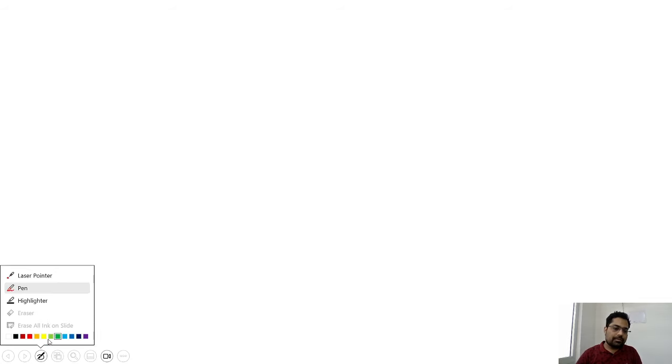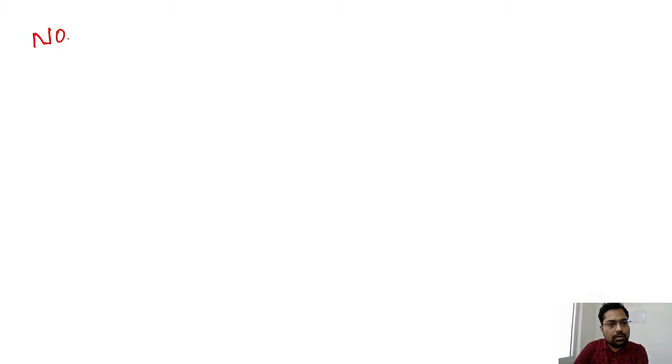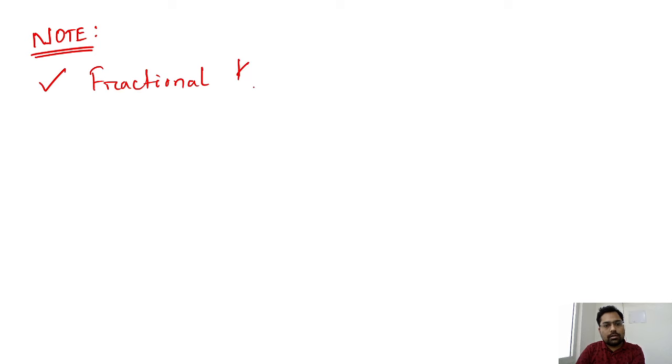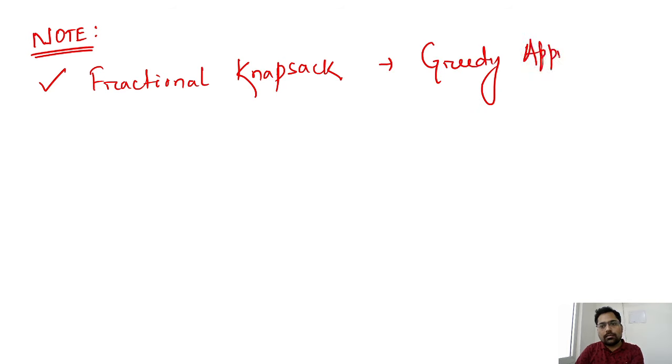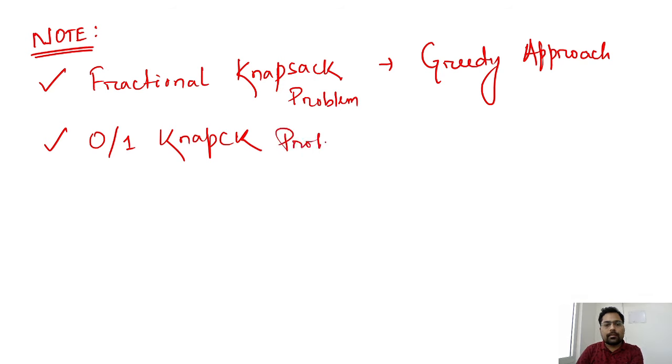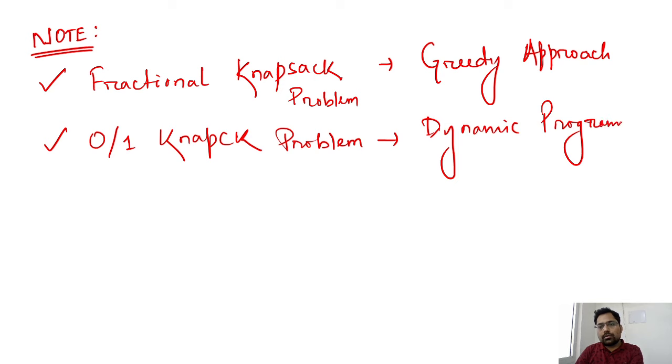So the basic difference I am noting is between 01 knapsack and fractional knapsack. Fractional knapsack uses the greedy approach. And the 01 knapsack problem uses the dynamic programming approach. This is how we have completed the difference between the fractional knapsack and the dynamic programming approach, which is 01 knapsack. In 01 knapsack, we have discussed the time complexity, which is n into w.